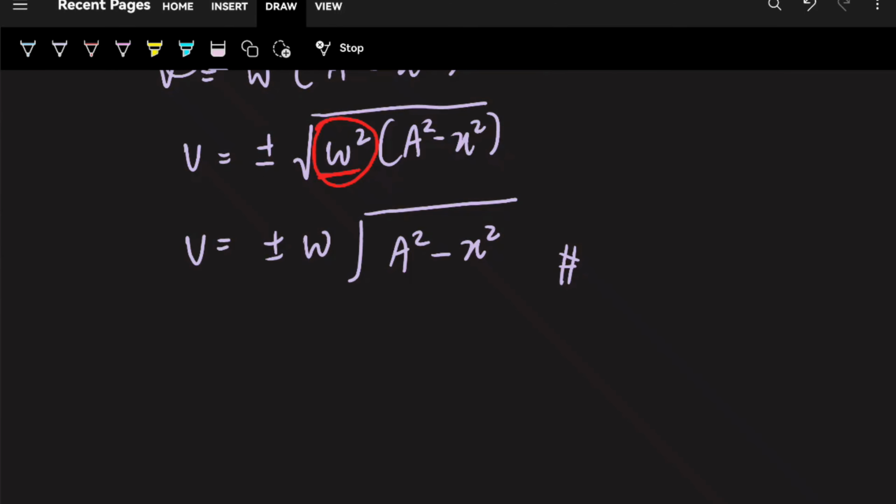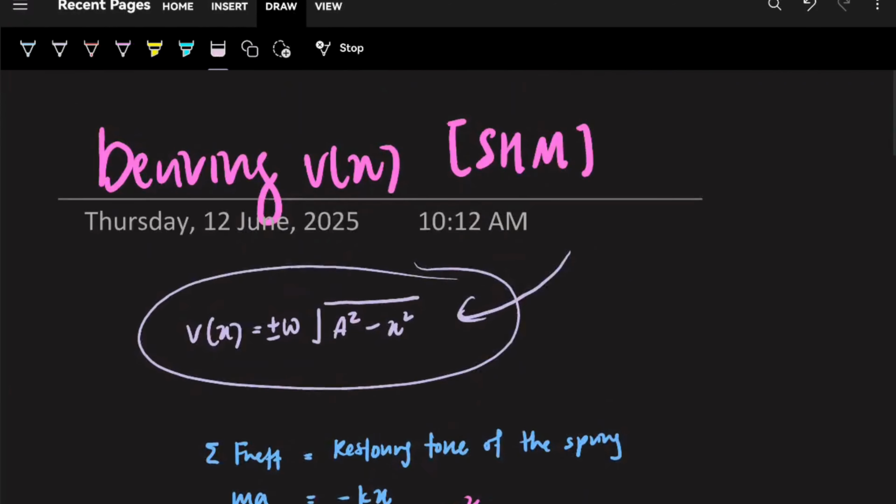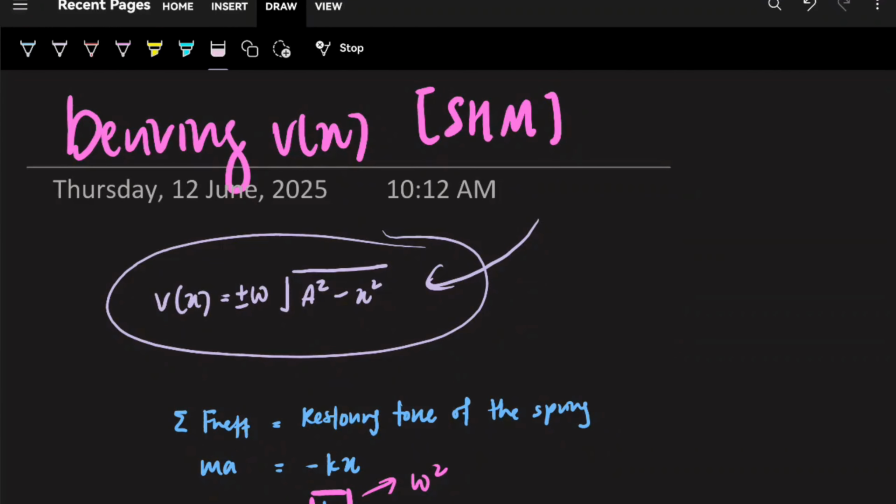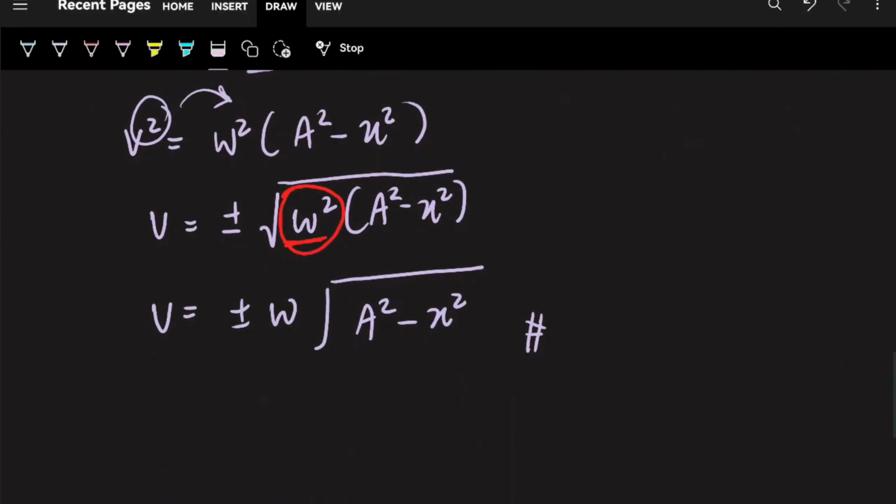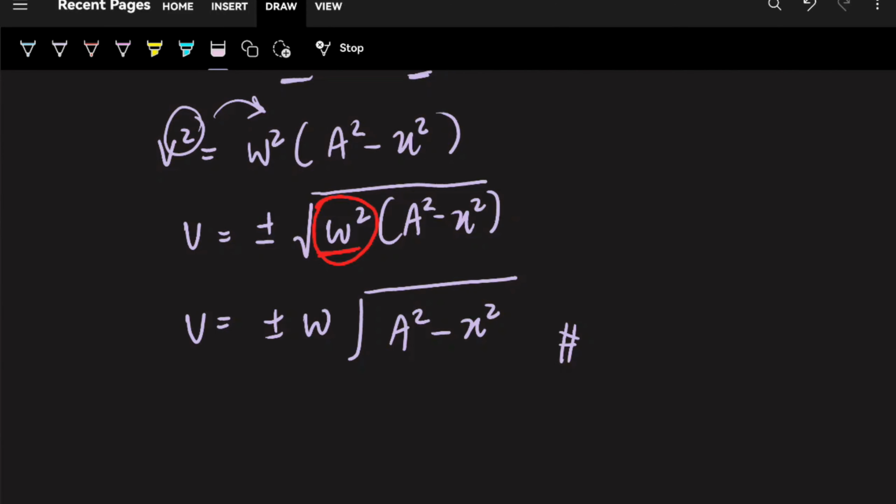So, in the previous video, we derived the velocity function with respect to x. And I also mentioned to you that this isn't part of the syllabus, but of course it's interesting to know. So now, what are we going to do today? Well, today, using this equation that we have derived, we're going to derive the x function.